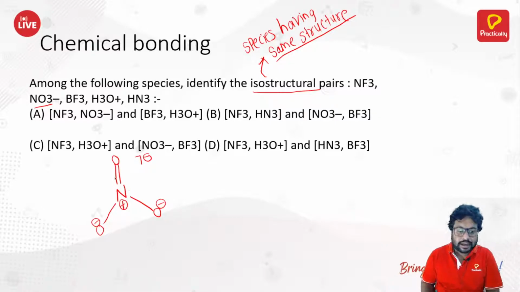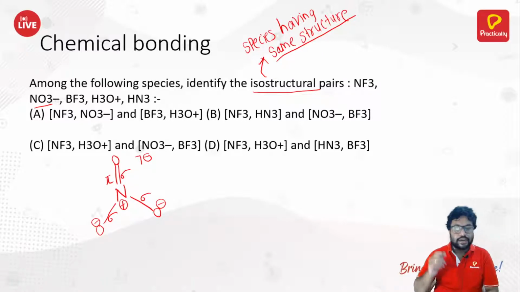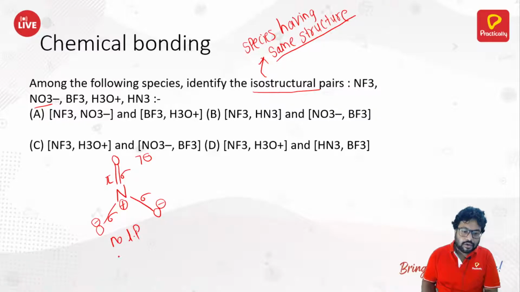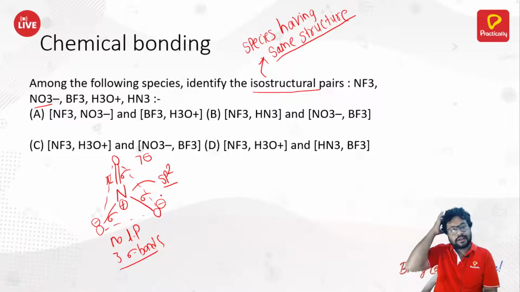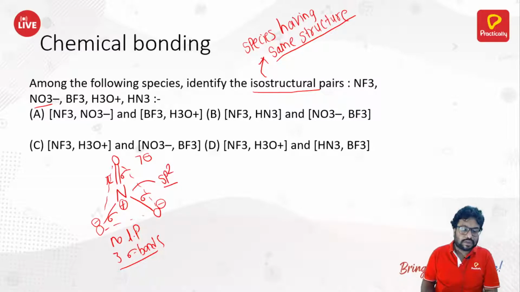How many sigma bonds are there with the nitrogen? Let's find out its hybridization using the trick which I have taught you earlier. You have a sigma bond here, sigma bond here, sigma bond here. This other bond is a pi bond. Does nitrogen have any lone pair here? No lone pair, right? Three sigma bonds, so hybridization has to be sp2, and the shape is trigonal planar, which I have already drawn here. That is for NO3 1 minus.